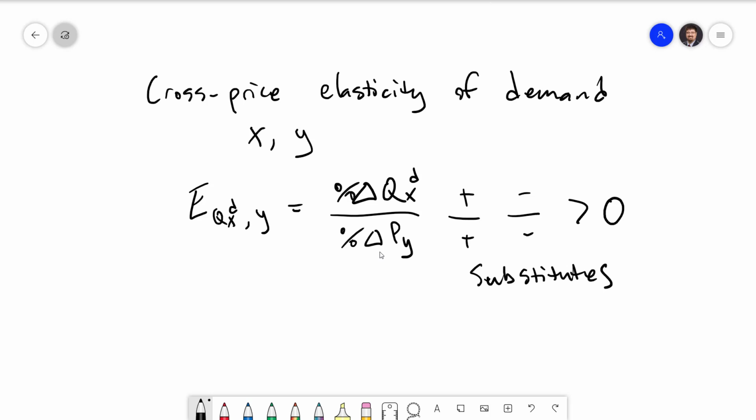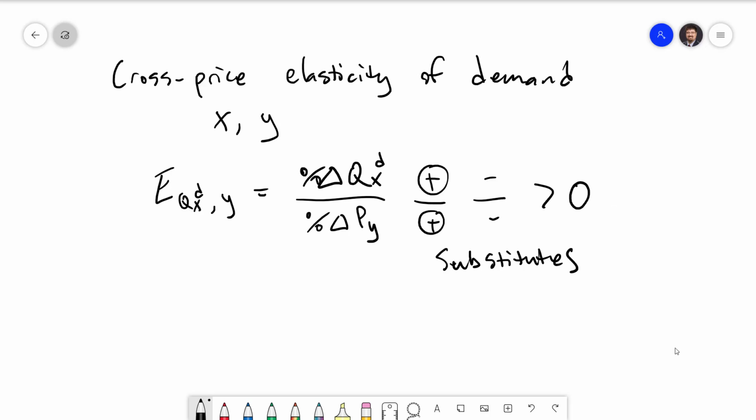For example, if the price of Pepsi goes up, then the quantity demanded of Coke will also go up as people switch over from Pepsi over to Coke. Likewise, if the price of Pepsi were to go down, the quantity demanded of Coke would also go down because people would then switch from Coke over to Pepsi. Either way, we have a positive cross-price elasticity for substitutes.